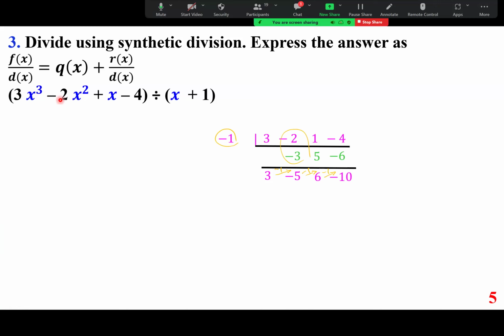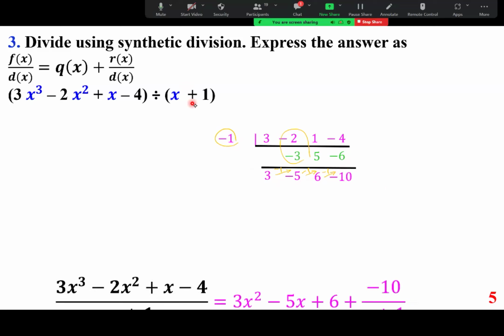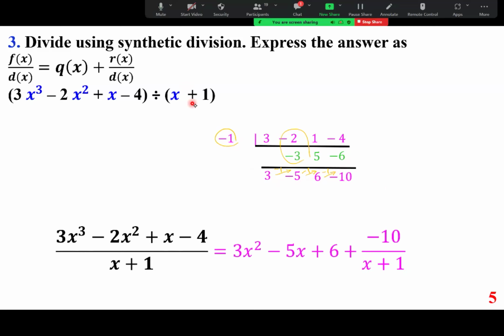The degree here is 3. The degree here is 1. And you divide the resulting quotient has to start with the degree 2, 3 minus 1. 3x squared minus 5x plus 6 plus negative 10 over x plus 1. So this ratio can be represented in this format.